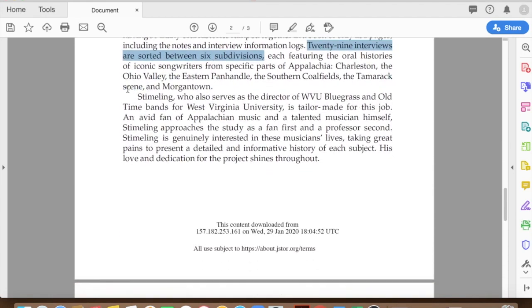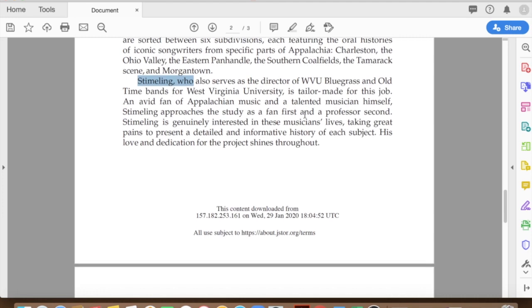In the next paragraph, he really goes into detail on the author's credibility, right? So thinking about ethos again. And he's using some vivid language here. He's saying that he's a talented musician, he's a fan, he's genuinely interested in musicians' lives. So then he's playing on our emotions, but he's also talking about the author's emotional investment, right? So there we're seeing some pathos as well.